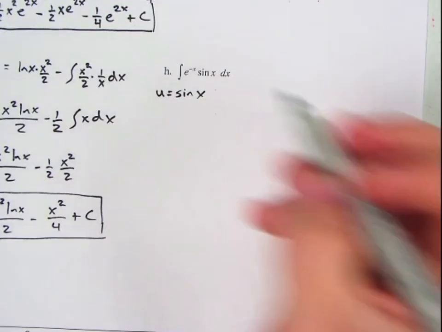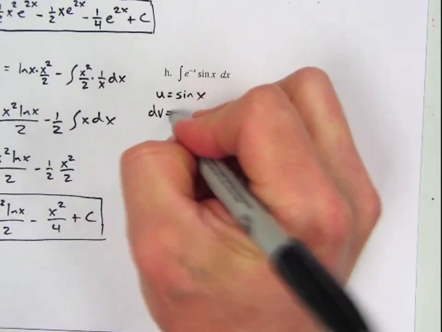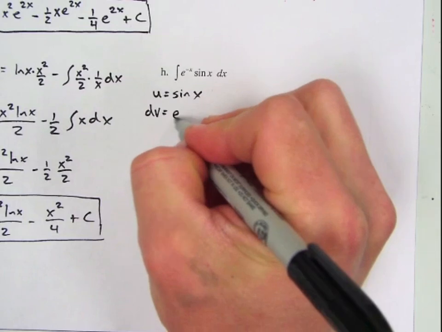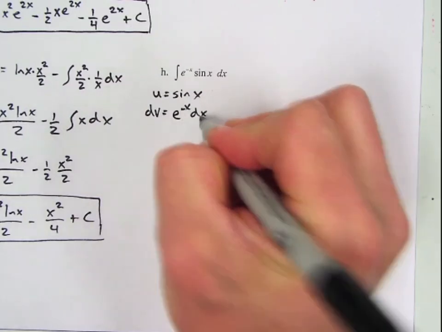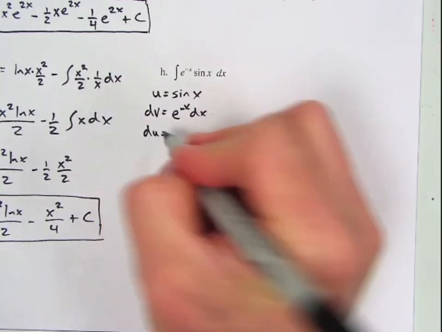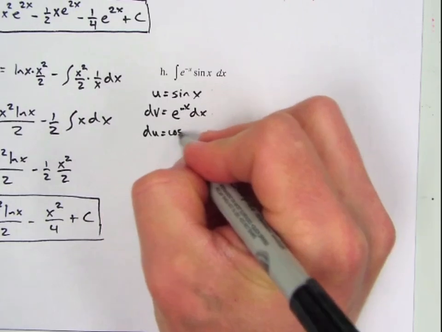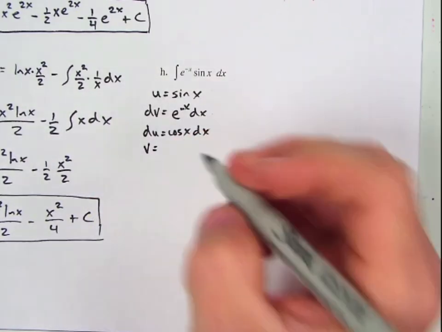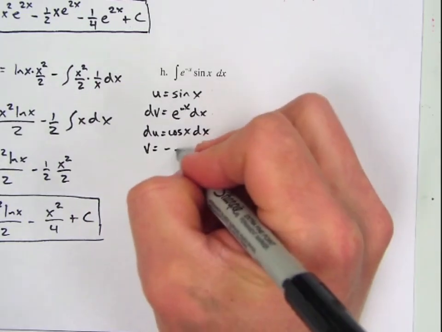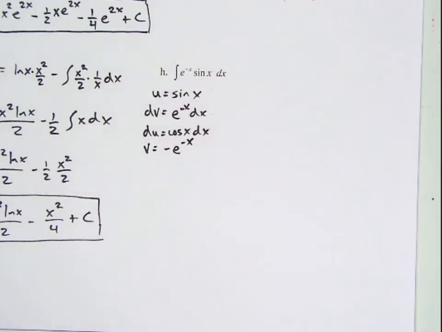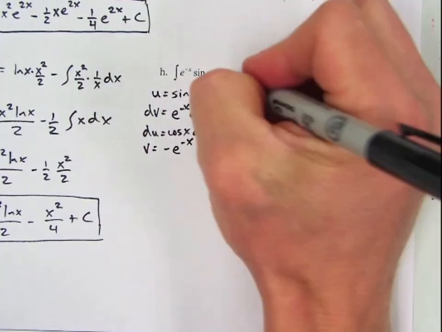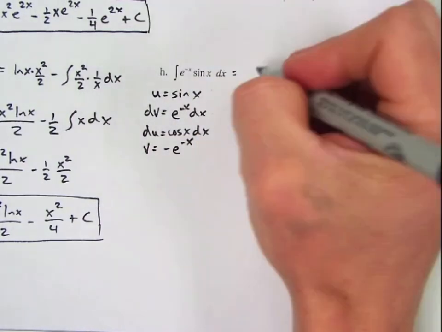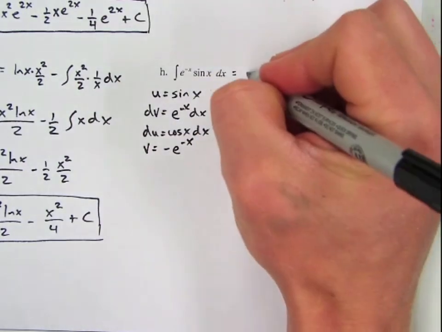And that would make dv e to the negative x dx. du is cosine x dx. And then v equals negative e to the negative x. All right, so we get u, v, and so on.